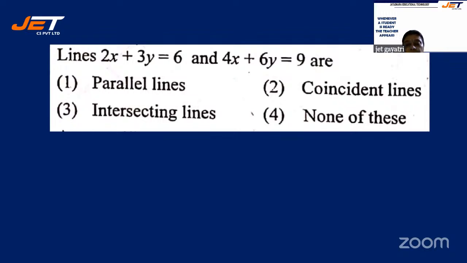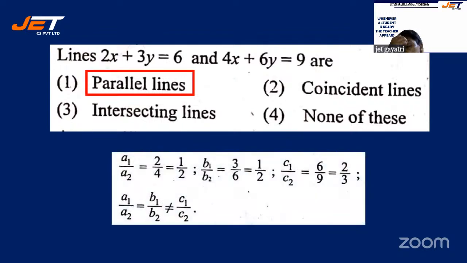All right. So how do we find this out? Of course, by finding a1 by a2. So a1 is 2, a2 is 4. So 2 by 4, you can bring it to 1 by 2. What's b1 by b2? It's 3 by 6, which is 1 by 2. What's c1 by c2? 6 by 9, which is 2 by 3. So now let us find out a1 by a2. Is it equal to or not equal to b1 by b2? So 1 by 2 is equal to b1 by b2. That is, a1 by a2 is equal to b1 by b2, but it is not equal to c1 by c2. Therefore, we call them parallel lines.